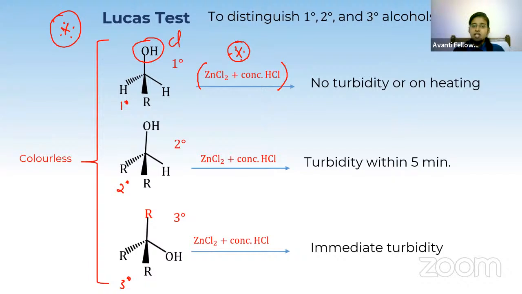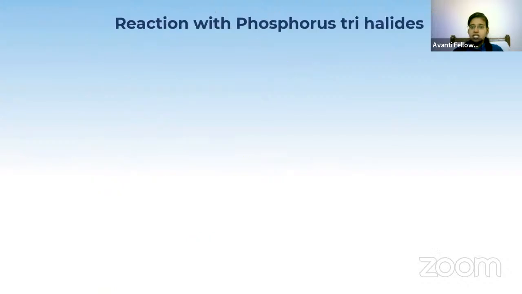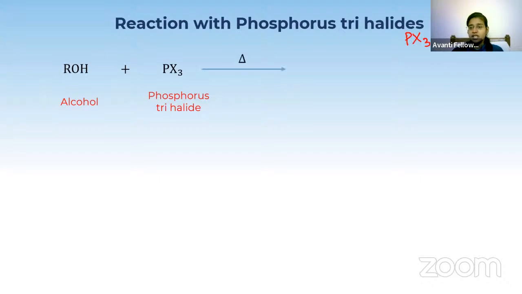So here the OH is replaced by Cl. So that's why it is coming under the reaction with HX. Here we are using HX, right? So that's why it is coming under this HX reaction. Got it? So now let me go ahead with the reaction with phosphorus trihalide. So what is meant by phosphorus trihalide? PX3, phosphorus trihalide. So what will happen if an alcohol is treated with phosphorus trihalide and on heating?